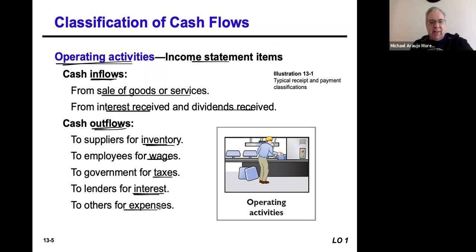And all the other expenses, whether it be rent or so forth, end up usually on the income statement. So all of these activities represent operating activities. Cash coming in from operating, cash going out from operating.